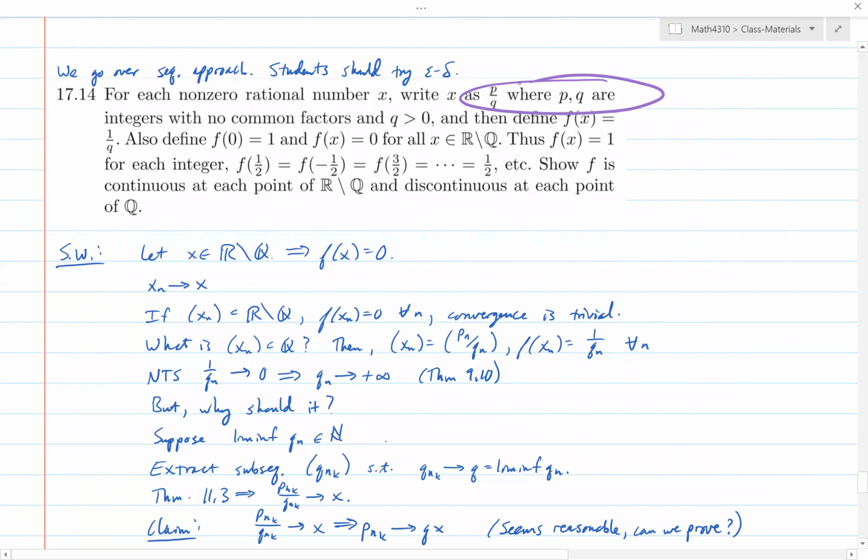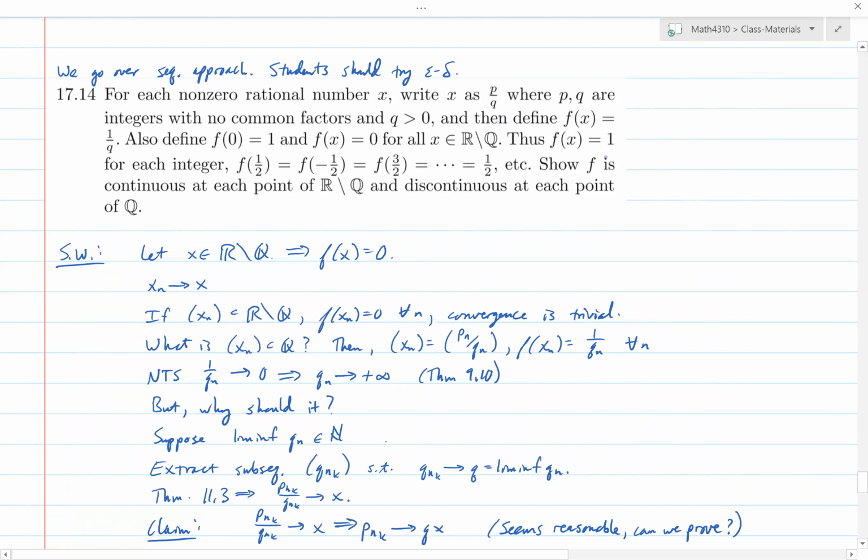over q, where p and q are integers with no common factors and q is greater than 0. So if x is negative, the negative is put on p, not q. And then we define f of x to just be 1 over q, whatever this q is for the number x. And then f of 0 is 1, and f of x is 0 for all real numbers that are not rational, so for all the irrational numbers.